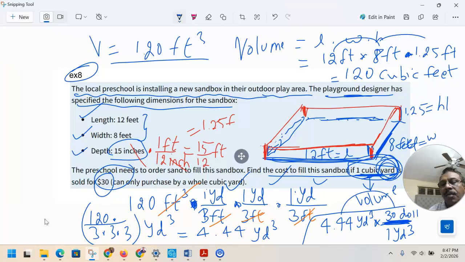So all you do is multiply these two, and the yard cube and this cross out, and what I'm left with is just multiplying this 4.44 and 30 on the calculator, and you should get the cost $150. Okay, so I hope that makes sense to understand what I'm talking about.